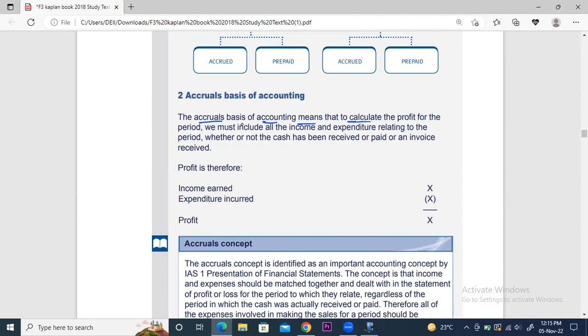Over here you can see that what it's saying is, the accrual basis for accounting means that to calculate the profit for the period, we must include all the income and expenditure relating to the period. This we have already studied before, right? Because when we studied the statement of profit or loss, we first write all the incomes, then the expenses. When we net them off, we either get a profit or a loss, right? We have already done this. Whether or not the cash has been received or not.